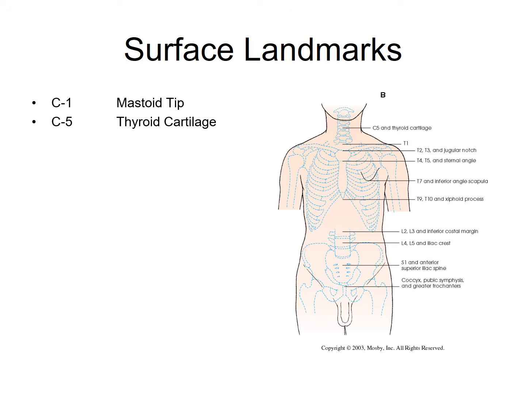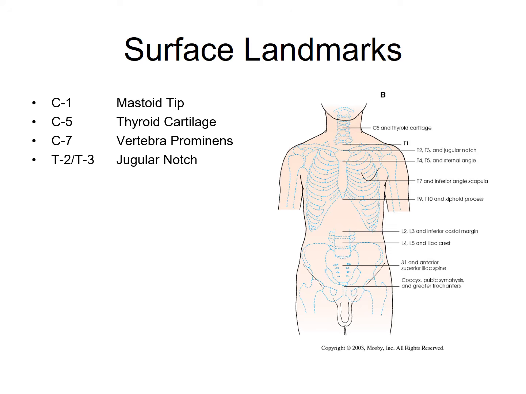C5 is at the level of your Adam's apple, or your thyroid cartilage. C7 is at the level of something called your vertebra prominens. I want you to take your hand and put it at the base of your neck, right where your neck is going to join your torso. If you feel in the back, you're going to feel a bump. That bump is the vertebra prominens. It's actually the spinous process of the 7th cervical vertebra. So C7 is at that level.